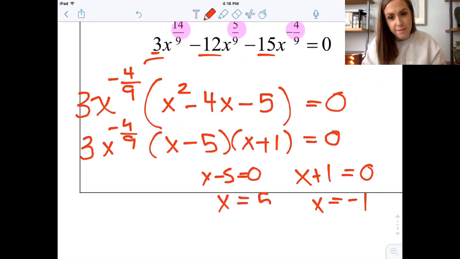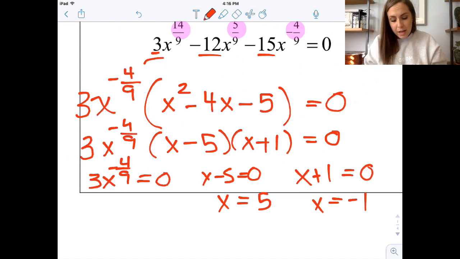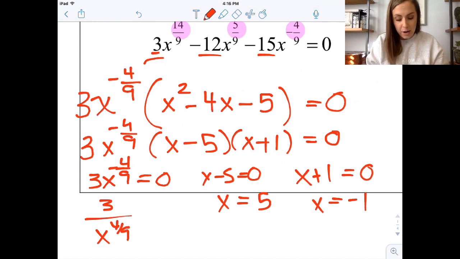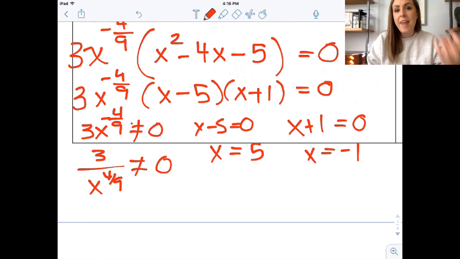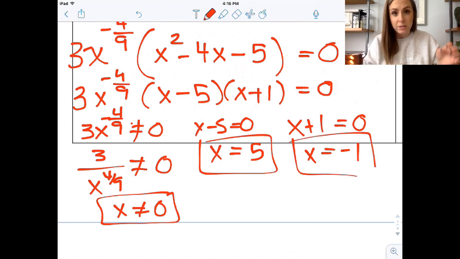And then 3x to the negative 4/9 could equal 0. But actually, if we think about that, that's 3 over x to the 4/9, right? You can never have 3 over a number and get out 0. It's not a thing that can happen. So this actually can't equal 0. And that would be undefined whenever x equals 0. So that is my exclusion. So I've got 2 solutions and 1 exclusion, right?